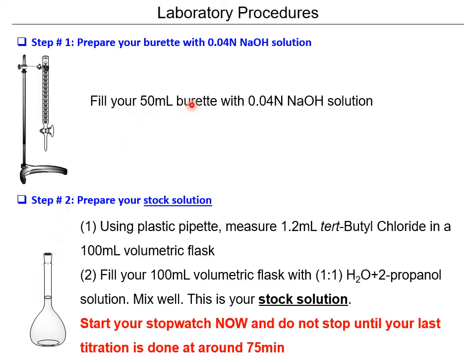So you start off by preparing a solution of 0.04 normal sodium hydroxide, and you fill the burette, which is 50 milliliters. Next you prepare your stock solution. Use a plastic pipette to measure 1.2 milliliters of tert-butyl chloride into a 100 milliliter volumetric flask. Then you fill this flask to the mark, right? There's always a mark on these flasks, with H2O to propanol solution, and make sure you mix well.